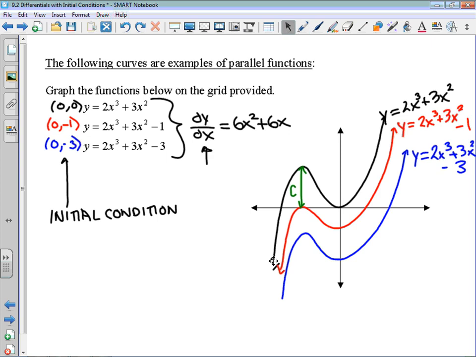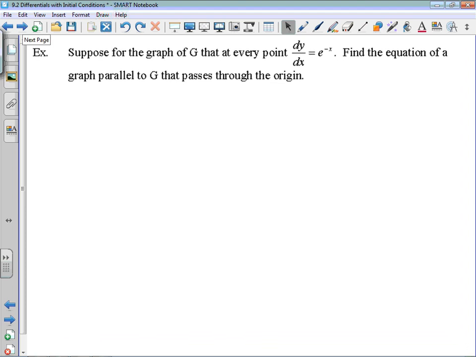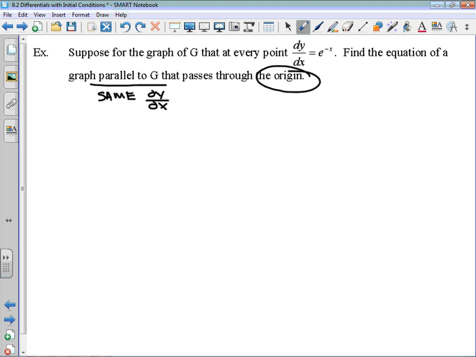We're going to do one more example here, and it is everybody's favorite: Euler's number. It says, suppose for the graph of G, at every point, the derivative is equal to that. So that's just giving us a derivative, or a differential equation. It wants us to find the equation of a graph parallel to G that passes through the origin. Now, when you see parallel to G, in this context it really just means that it has the same dy over dx. And if it passes through the origin, it's giving us the point 0, 0.